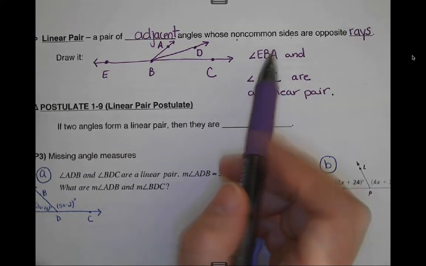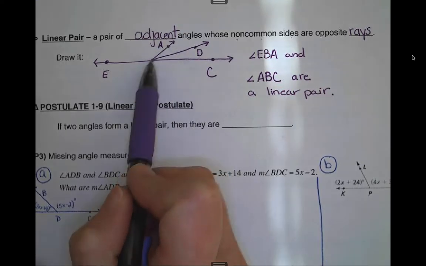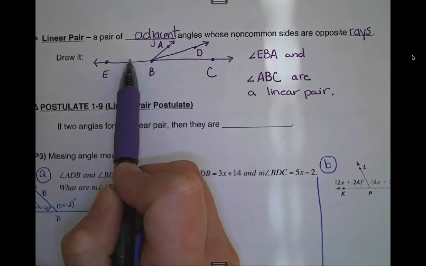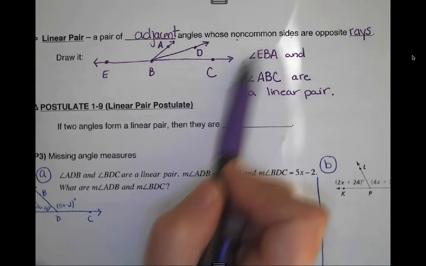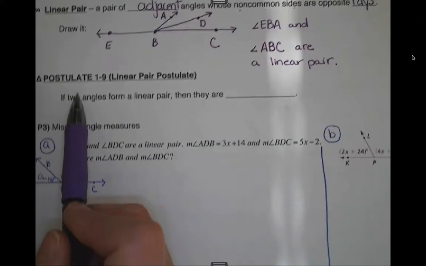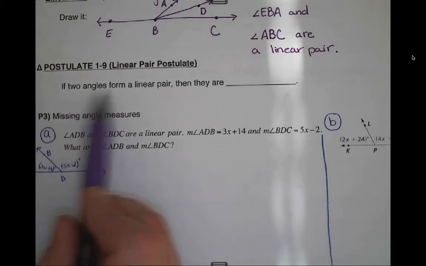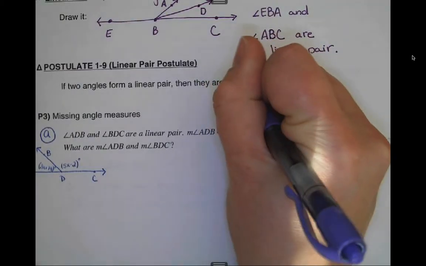All right, and if you follow EBA, and then if we follow ABC, we see that they form a linear pair. So really, ray BD is irrelevant to our linear pair. Let's fill in the postulate, which is a statement of fact. It will always be true that if two angles form a linear pair, then they are supplementary. They add up to 180.